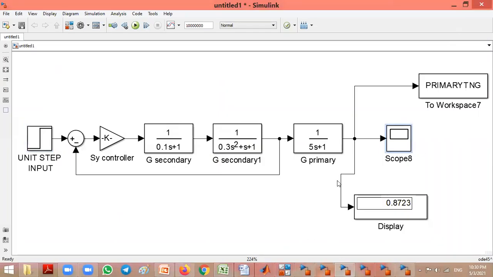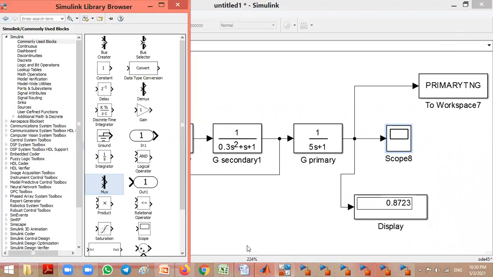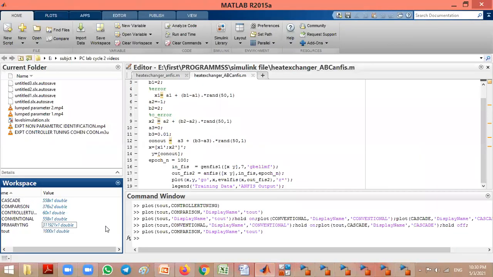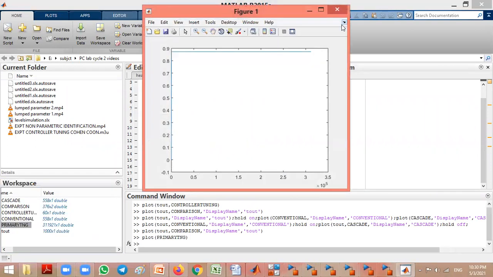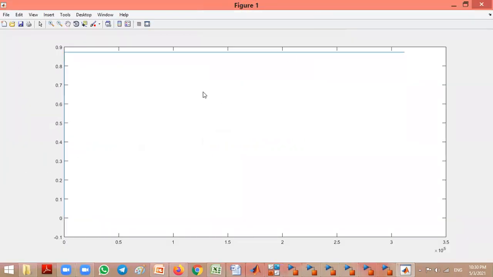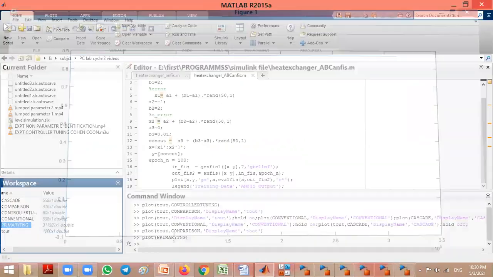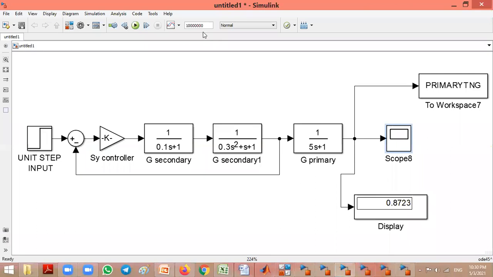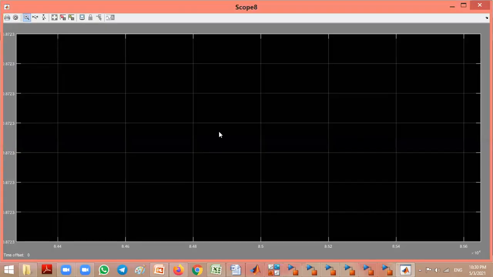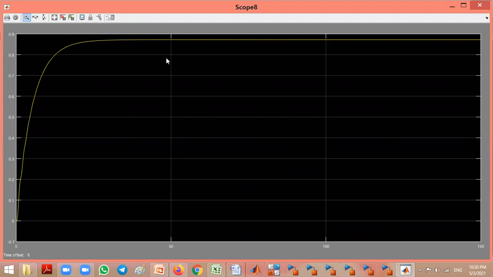So we will go to the figure and we will see the plot of primary tuning. It's a very long time we have simulated, and that is the mistake we have done. So make it 150. Now we will see the response. See, now it's getting okay. So it is an S-shaped curve.